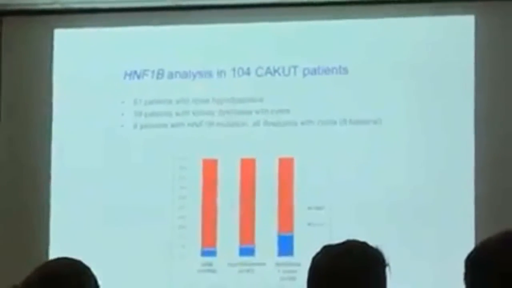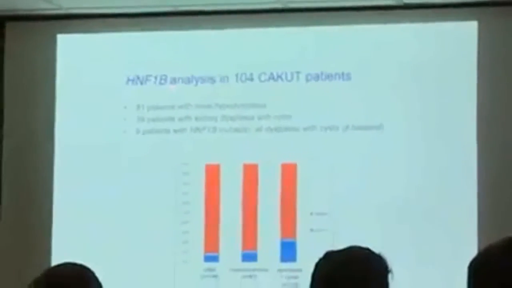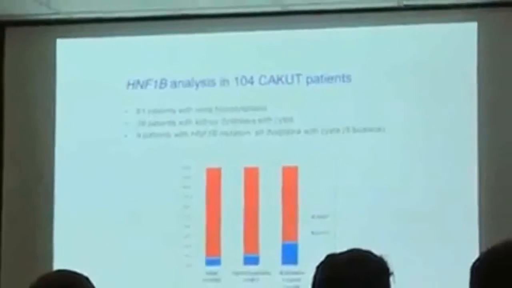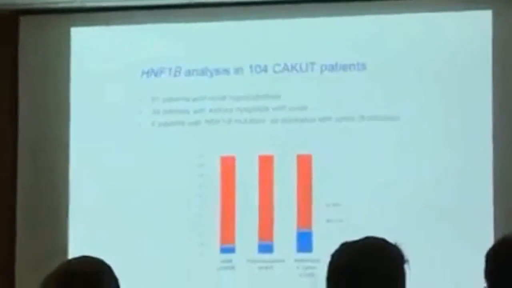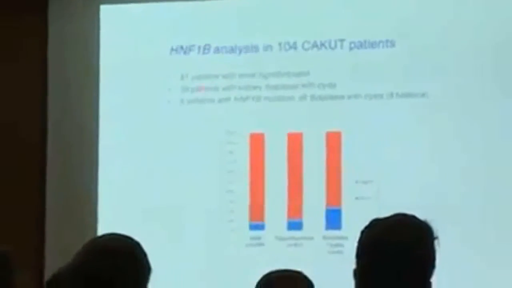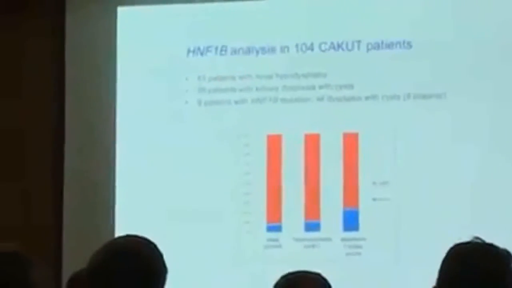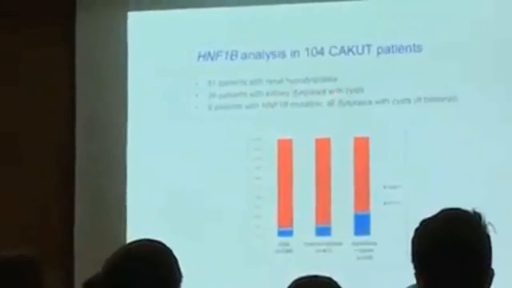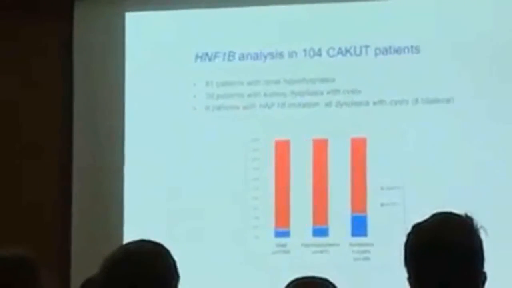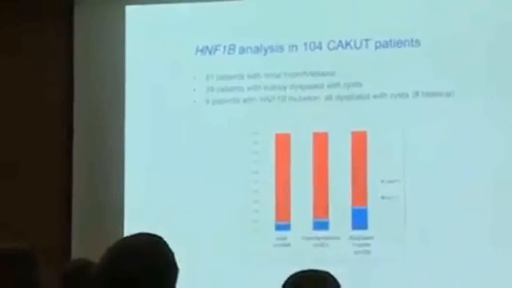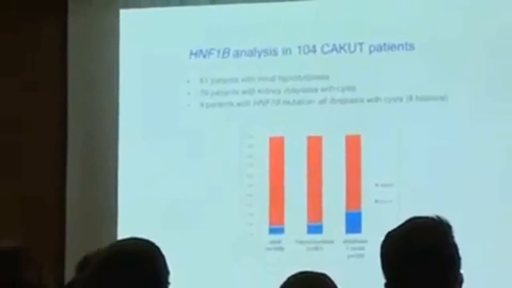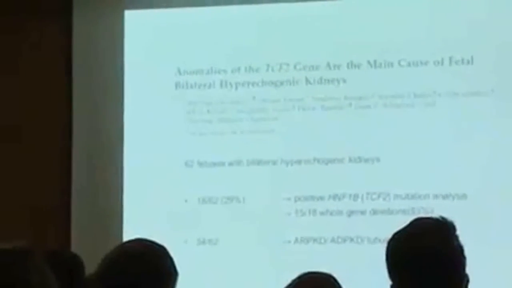So this is the other report with 104 patients with congenital anomalies. If you have this gene mutation, you got 81 patients with renal hypodysplasia. The other 39 cases with kidney dysplasia or with cyst. 9 patients with this present mutation, all dysplasia with cyst. Oh, you can see the percentage is very high.